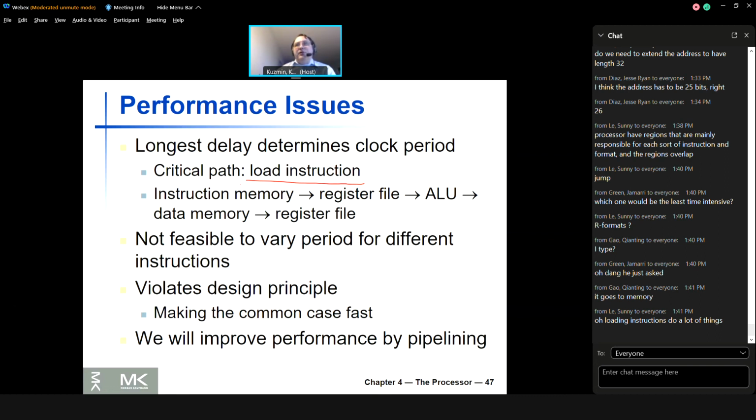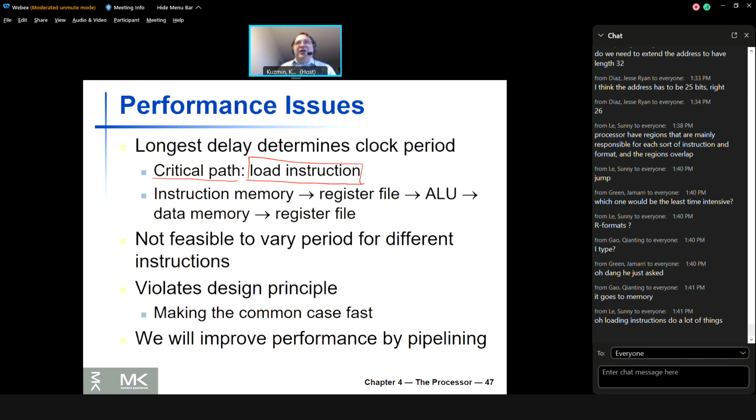And that means that we have to select the clock period based on the slowest instruction, the load instruction. So we say it's on the critical path, and if I asked you to show that critical path, you would show exactly what I just showed you. This sequence of components that have to be engaged, that have to do some work in order to perform this instruction, like instruction memory reads the instruction, then the register file reads the registers, and one step cannot be done before the previous step is done.